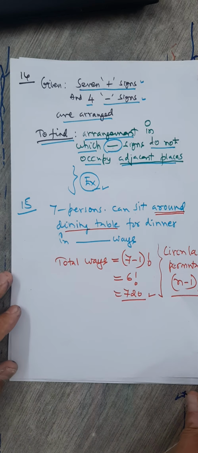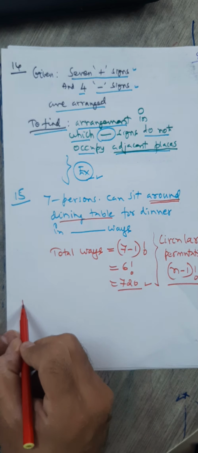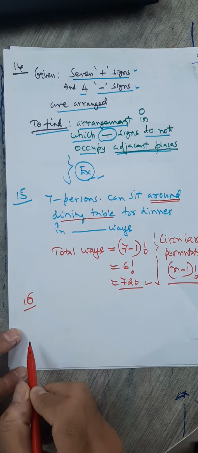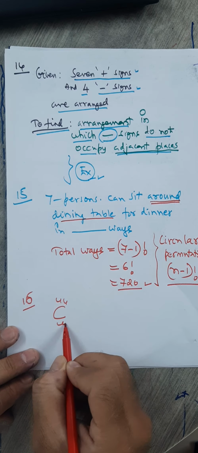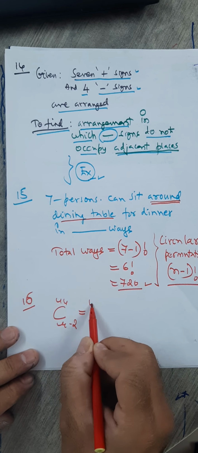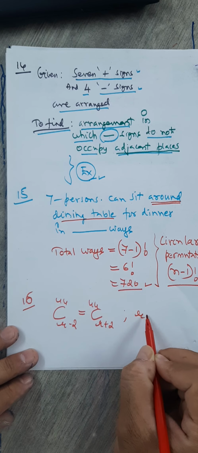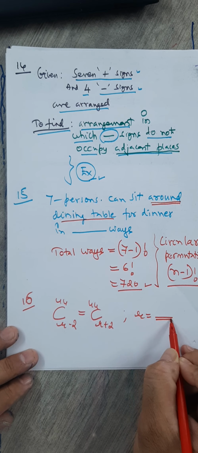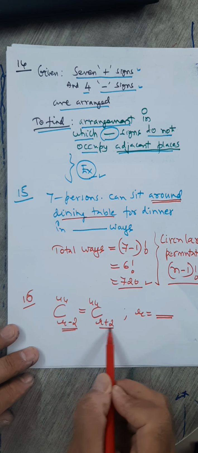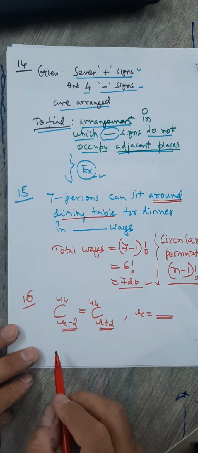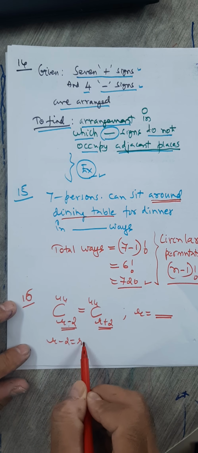Okay. Next question. That's again very simple. Question number 16. You are given that 44 C r minus 2 equals 44 C r plus 2. And the question is to get r. Okay. How will you do it? You know there are two possibilities. Either these two are equal or the sum of these two is the above number. Either this equals this.